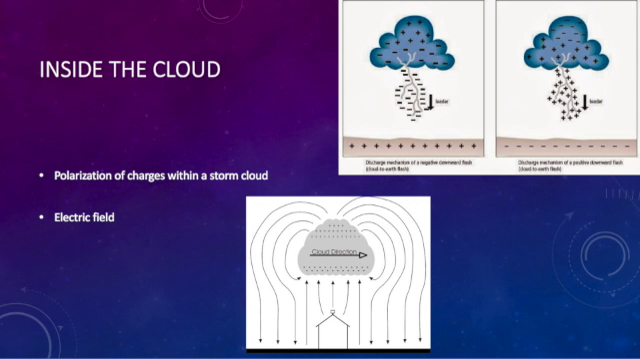There's also the cloud's electric field. This electric field surrounds the space around the cloud, like we can see here, and also interacts with the Earth. Electrons on the surface of the Earth are repelled by the negative charge of the electric field that is located at the bottom of the cloud.